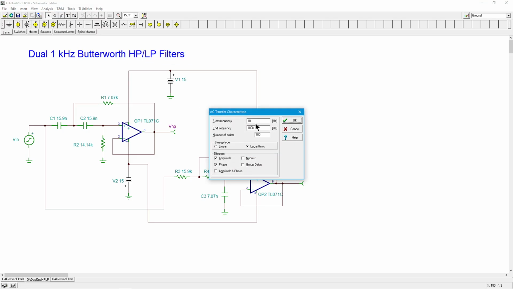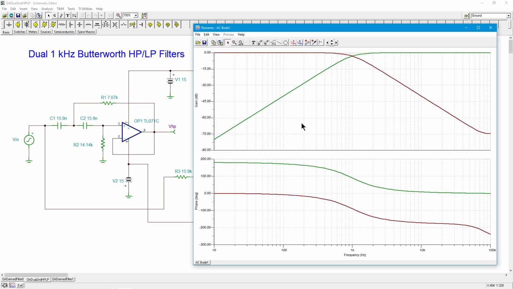So I'm going to run from 10 hertz to 100 kilohertz, and I'm going to look at both the amplitude and the phase on this. So tell you what, let's do this as a single graph, right? That might be nicer. All right, well, that looks pretty good. Okay, so on the top here, let's get our legend. On the top here, the green we can see is the high pass, and the maroonish is the low pass. So that looks good.